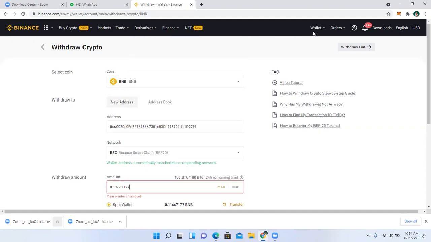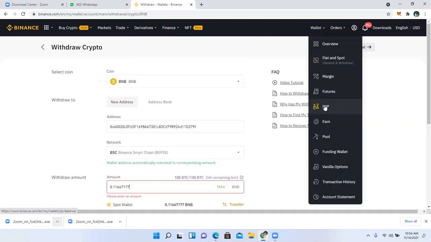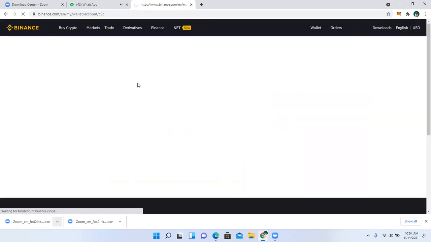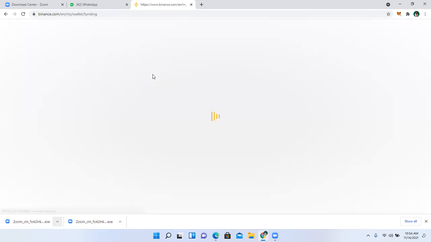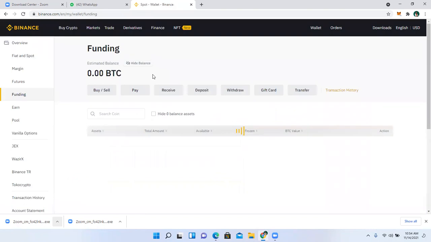Okay, and that is that about wallets. Like I said, the other wallets, right? There's the P2P wallet. So this is the P2P wallet. It looks more like your wallet too, but just that it's for P2P transactions, right?